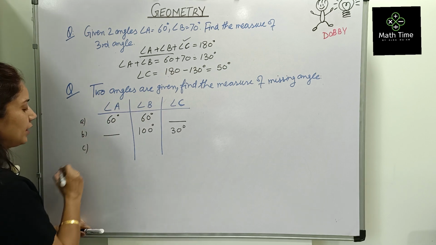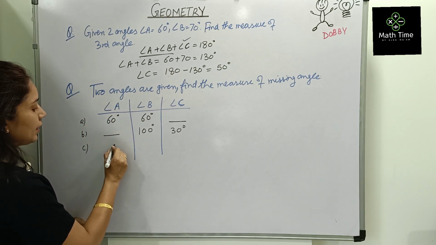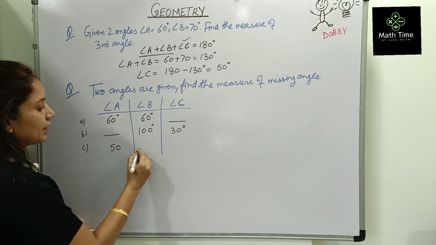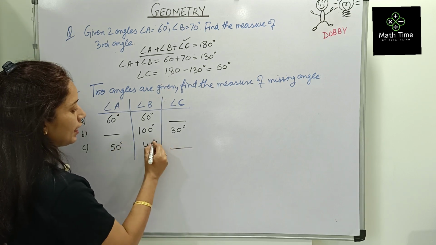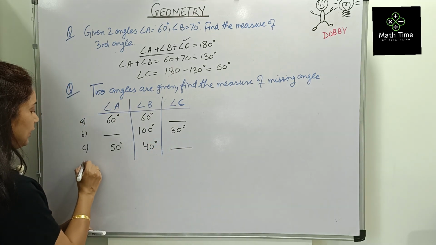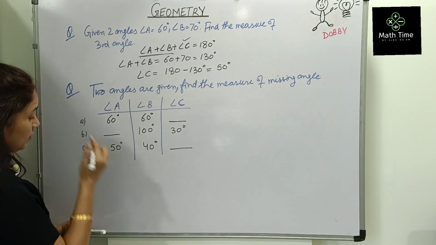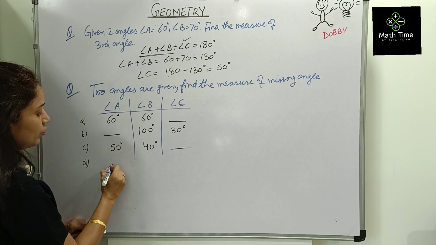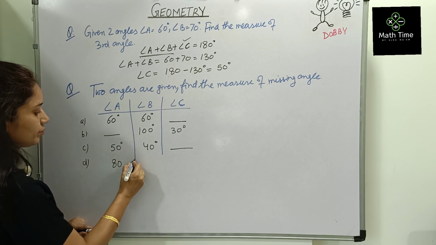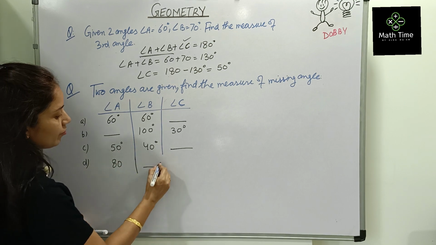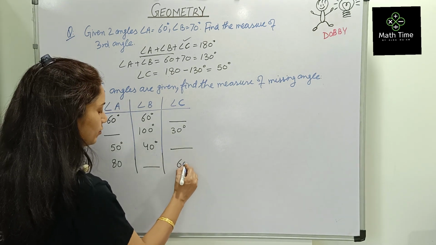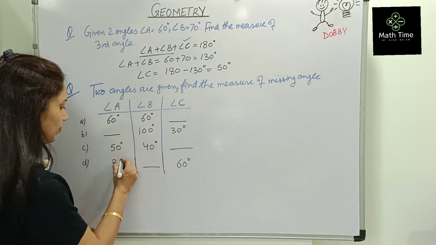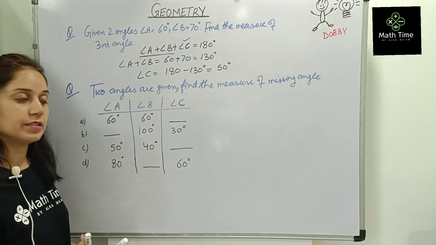Now let me write the C part. Suppose angle A is given 50 degree. Angle B is given 40 degree. We have to find the angle C. D part. Angle A given to you is 80 degree. Angle B we have to find, and angle C suppose given 60 degree. Okay. We have to find the missing angles.